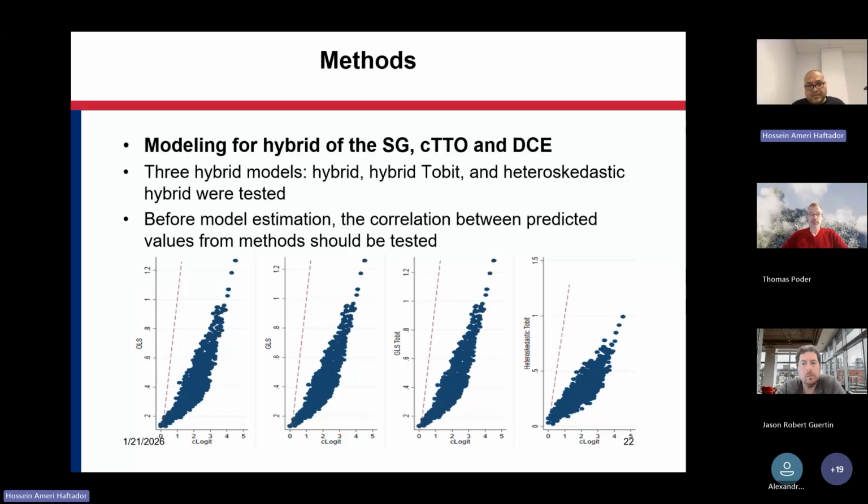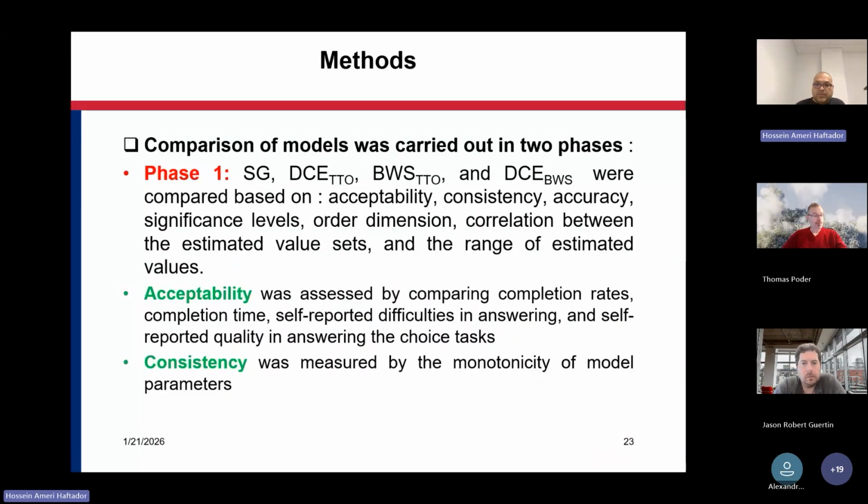Before model estimation, correlation has to be tested. So we did it, like in the pictures. We assessed correlation between OLS logit, GLS logit, GLS Tobit logit, and heteroscedastic Tobit and logit. Correlation was strong.